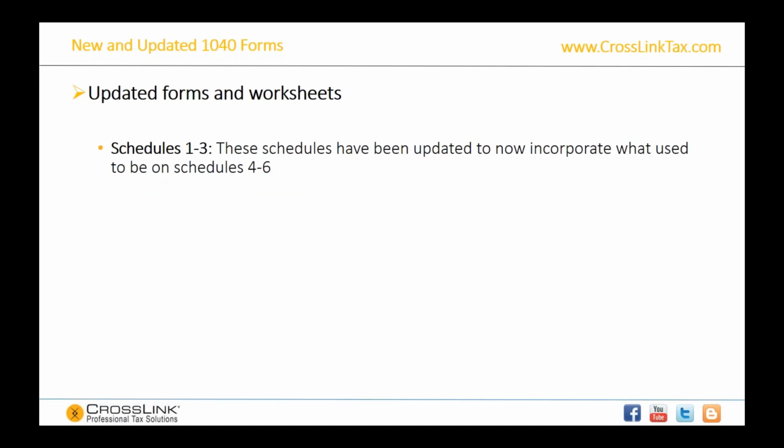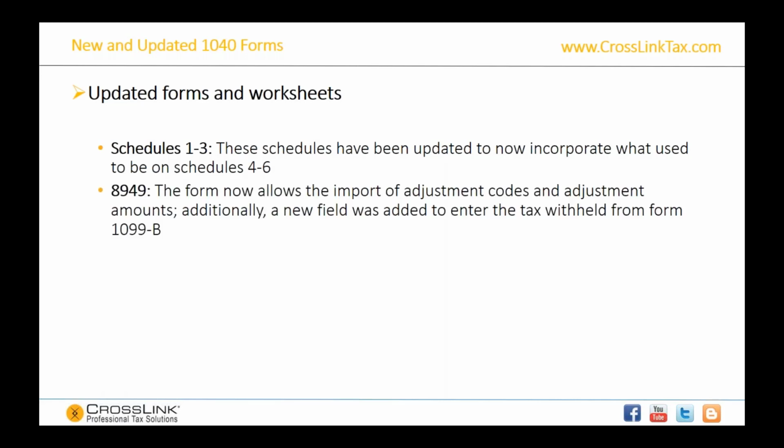Schedules 1 through 3, some other updates. The 1 through 3 covers everything that 4 to 6 had. In 2018, there were schedules 1 through 6. Now it's all been consolidated into schedules 1 to 3. Form 8949 now allows the import of adjustment codes and adjustment amounts. And there's also a new field that's been added when it comes to tax withheld from Form 1099B.